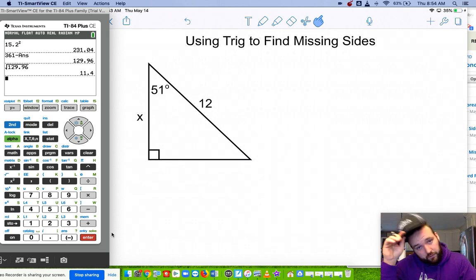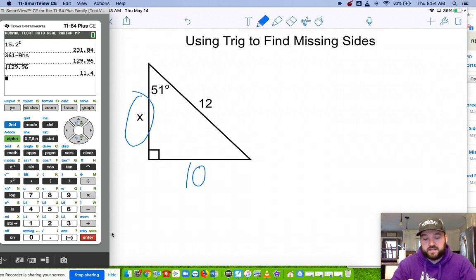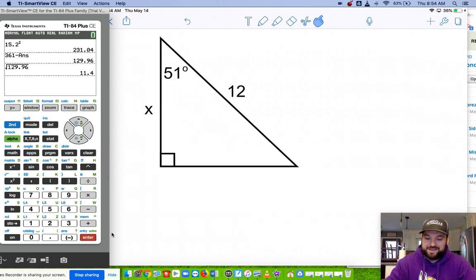Okay, if I want to find this side of a triangle, we could use the Pythagorean theorem if I also knew this was like 10. If I knew that was 10, I could use the Pythagorean theorem and go backwards. But I don't know what the bottom leg of this triangle is, so I can't use the Pythagorean theorem. So we're going to use sine, cosine, and tangent that we were just using, and here's how we're going to do it.